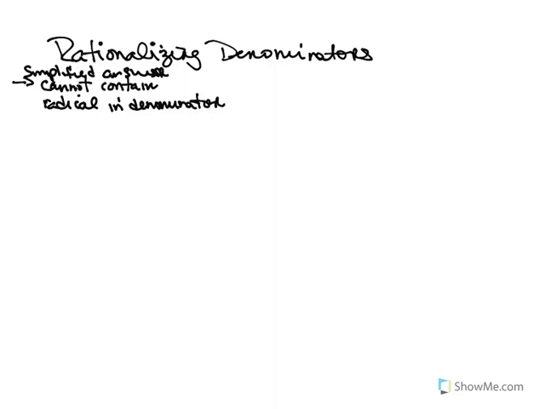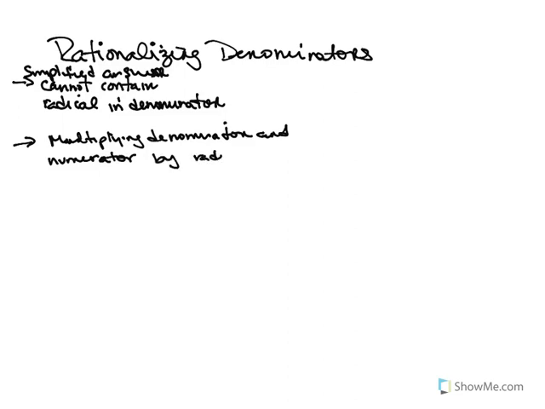So essentially what we're going to do is we're just going to rationalize by multiplying the denominator and numerator by the radical in the denominator, in the given denominator.